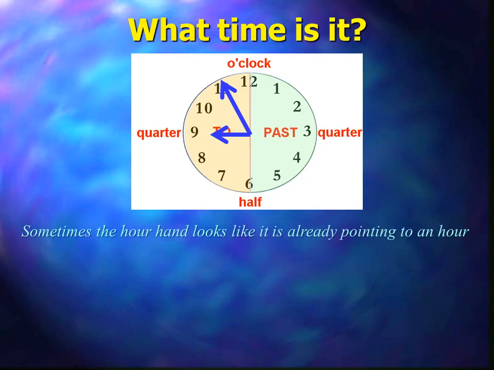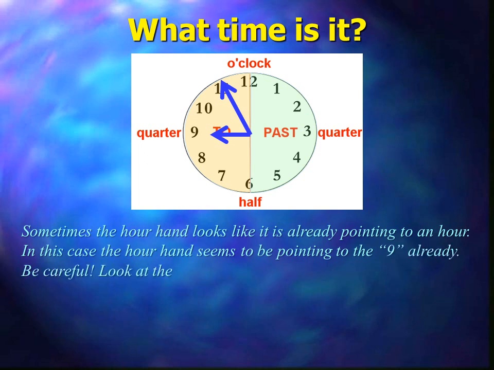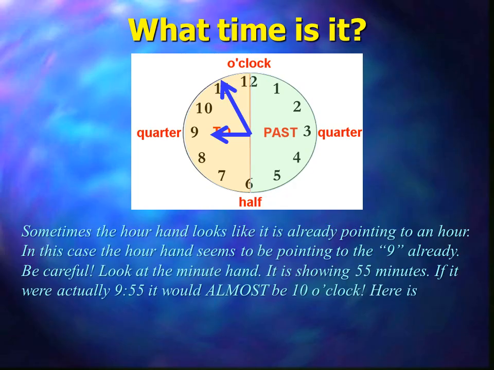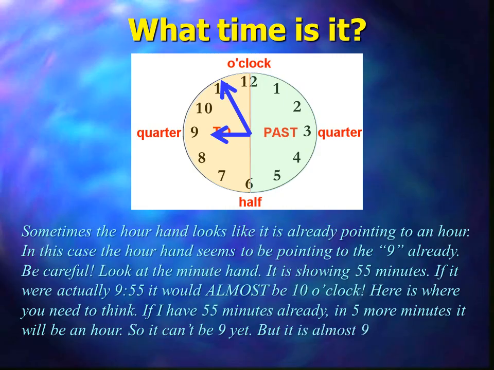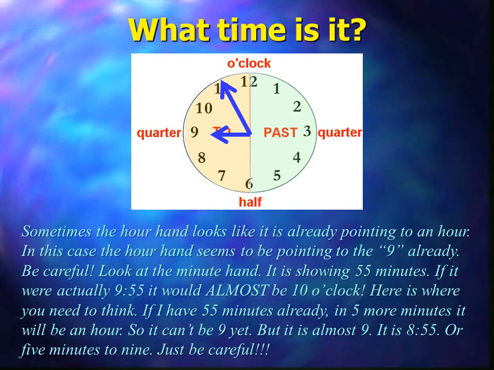Sometimes, once again, the hour hand looks like it is already pointing to an hour. In this case, the hour hand seems to be pointing at the 9 already. But be careful. Look at the minute hand. It is showing 55 minutes. If it were actually 9:55, it would be almost 10 o'clock. Here is where you need to think. If I have 55 minutes already, in 5 more minutes it will be an hour. So it can't possibly be 9 o'clock yet. But it is almost 9. It is 8:55, or 5 minutes to 9. Just be careful.